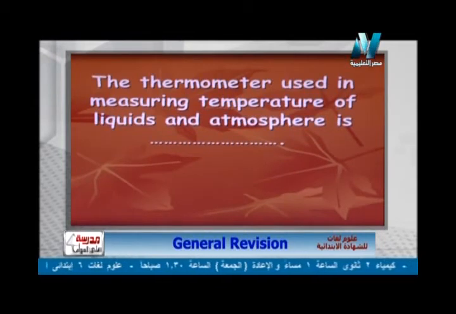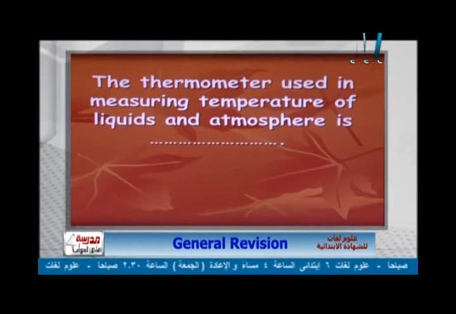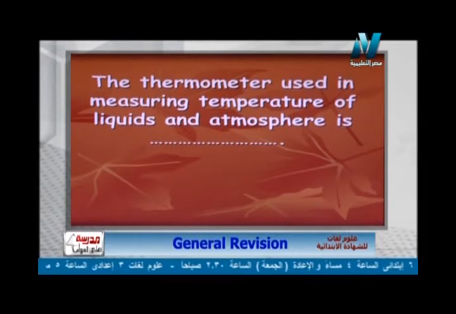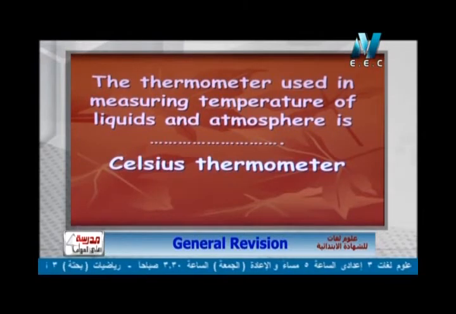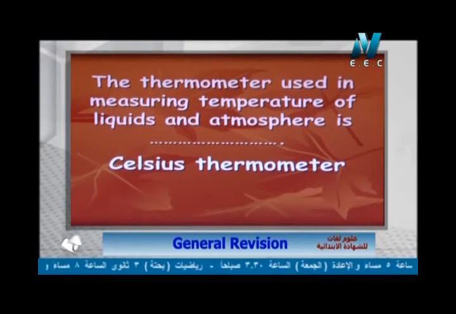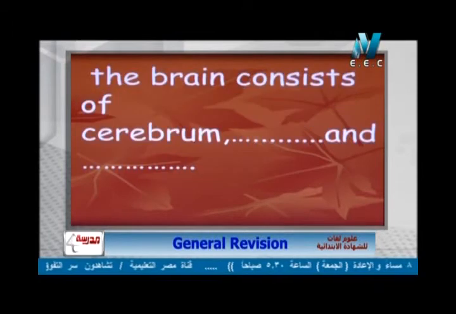The thermometer which is used in measuring temperature of liquids and atmosphere. Again, the thermometer used in measuring temperature of liquids and atmosphere. Surely it will be the Celsius thermometer. Again, the thermometer used in measuring the temperature of liquids and atmosphere, it will be the Celsius one, أو thermometer المئوي اللي بيبدأ من 0 till 100 Celsius. Another question.